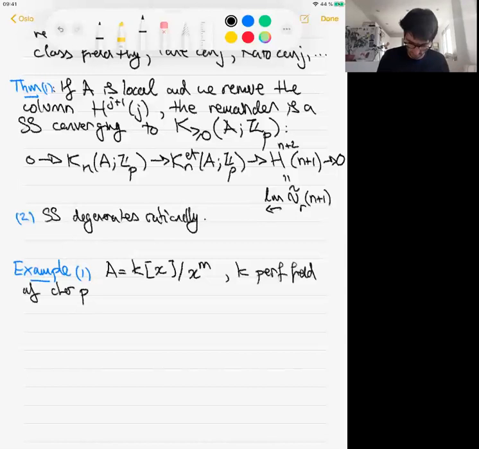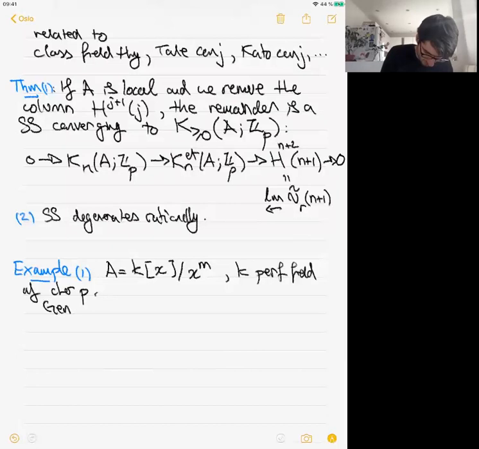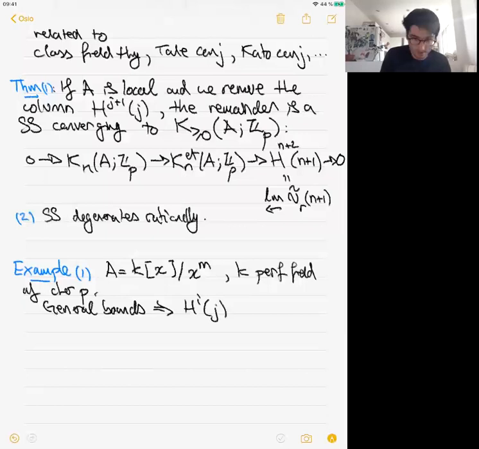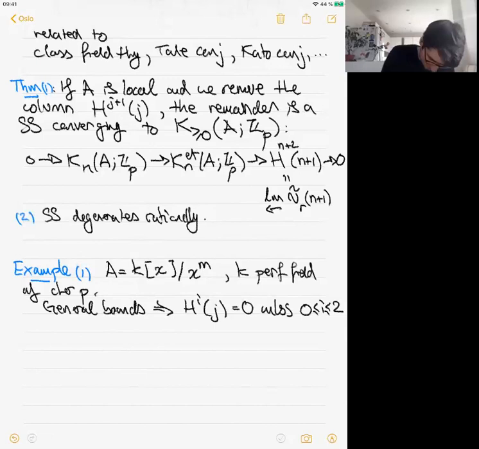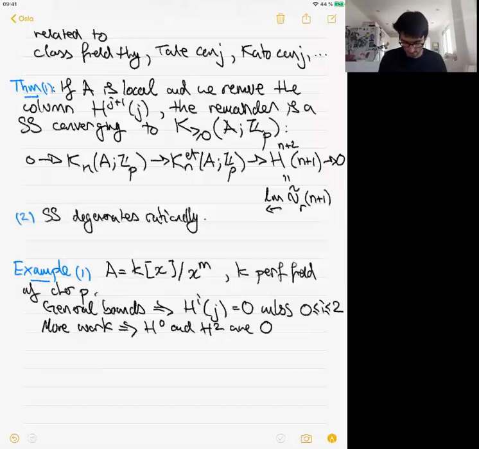So then the general bounds that I stated above tell us that the degree i weight j cohomology will be zero unless the degrees are between zero and two. That's coming from the fact that the Omega one of this ring is just generated by one element. A little bit more work, and you can check that the H0 and the H2 are actually both also zero. For the H2, you use some trick that this is a graded ring.